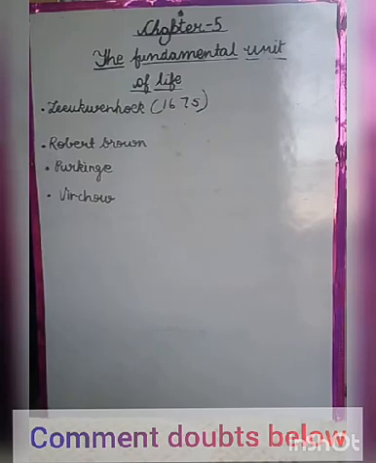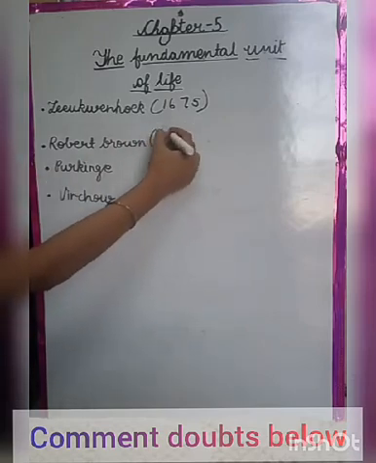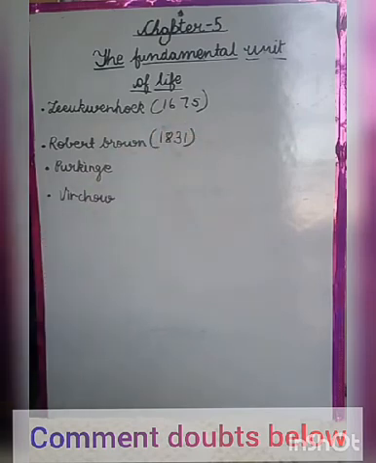Now is Robert Brown. You would be saying, again Robert? Yes, again Robert. It is a similar word, so you can remember it very easily. Robert Brown discovered the nucleus in 1831. In the cell there is a content known as the nucleus, and the nucleus controls the action of the cell.